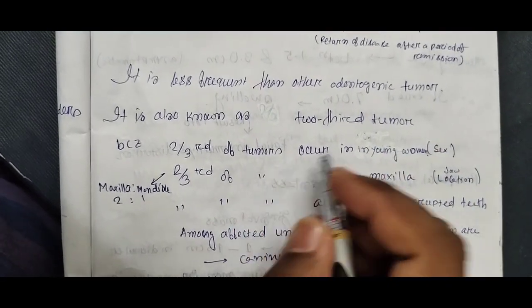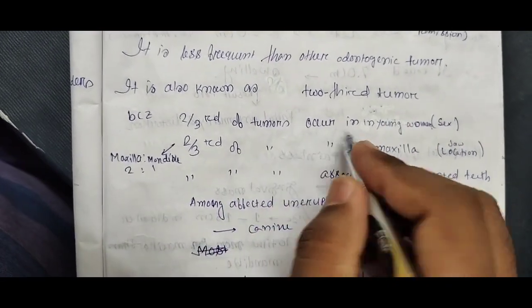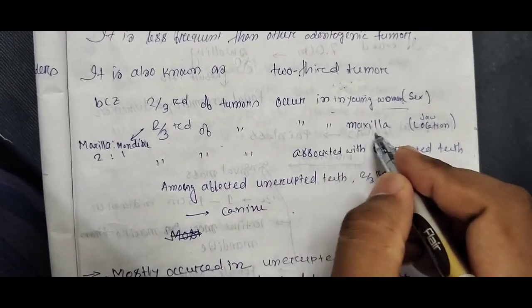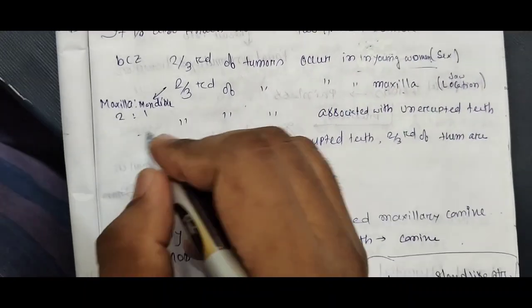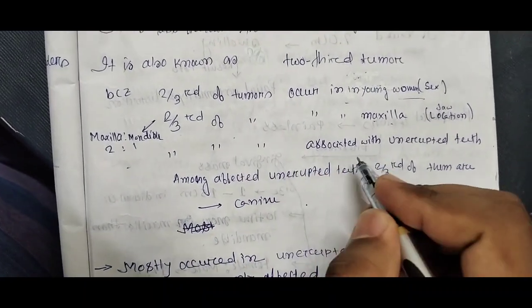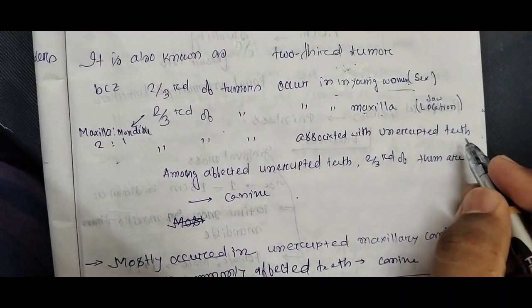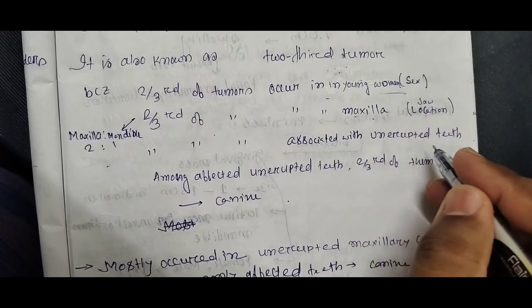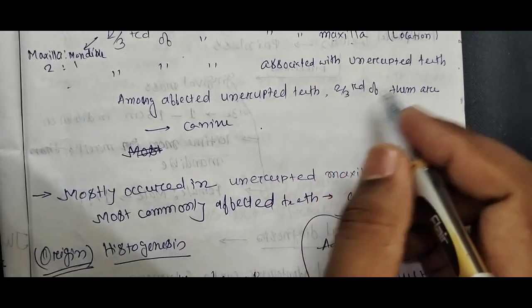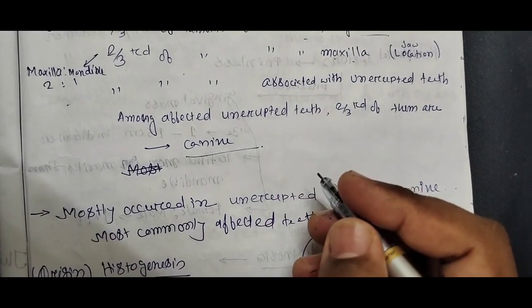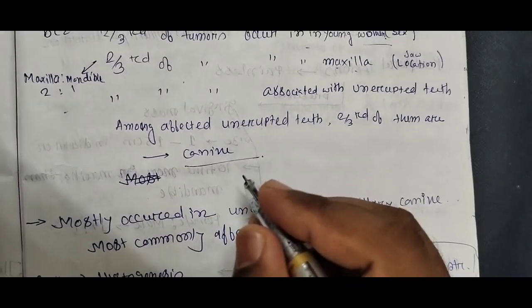Why is this called the two-third tumor? Because two-thirds of this tumor occurs in young women. Two-thirds of the tumors occur in the maxilla. That means maxilla to mandible is 2:1. Two-thirds of these tumors are associated with unerupted teeth. That means unerupted to erupted teeth is 2:1. Among affected teeth, two-thirds of them are canines. That is, the most affected or impacted tooth is the canine.